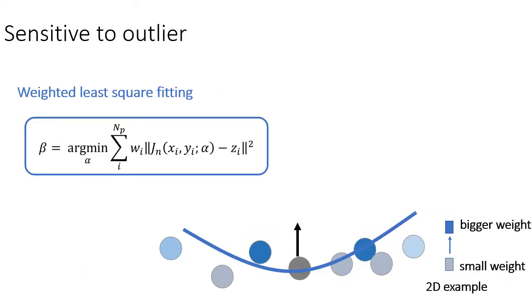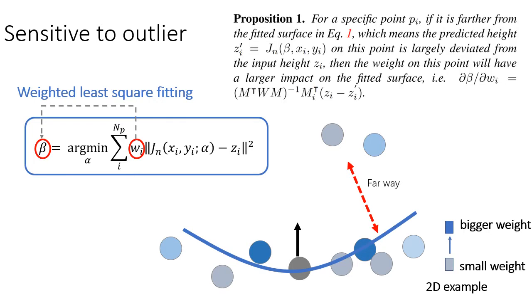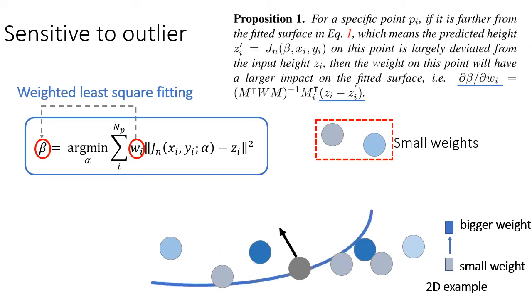Meanwhile, the weighted least square fitting is inherently sensitive to outliers. By checking how the weight of every neighboring point affects the final fitted surface, we found that the output coefficients will be more affected by points that are far away from the surface, as stated by the proposition. Thus, even though the network may learn to place small weights on these outliers, a small perturbation on the weights of outliers will still lead to a significant change in the output normal, since outliers are all far away from the surface.